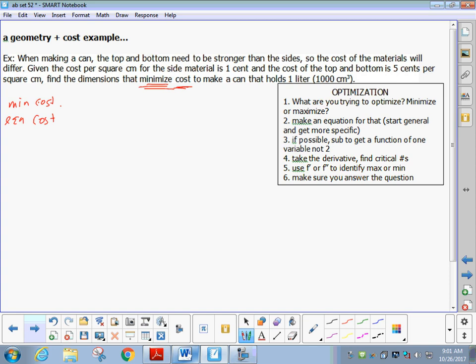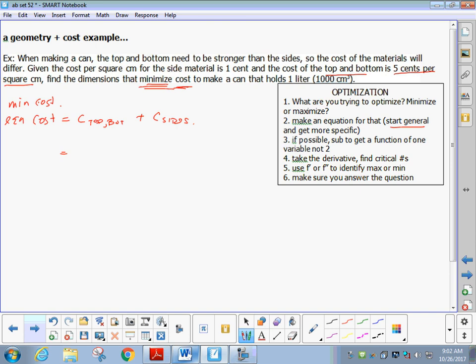Okay, but if you break it into little things, what do you start with? Well, when I say start general, I might do something like, I know that the cost depends on the top and the bottom and the sides. I understand the 1 cent, 5 cent, all that's great. I'll get into that later. But start with a clue. Just start general and then get to the specific, right? If I want the cost of the top, I know the cost of the top and bottom is 5 cents per square centimeter. So does that mean it's just 5 cents, or would I need to do more?